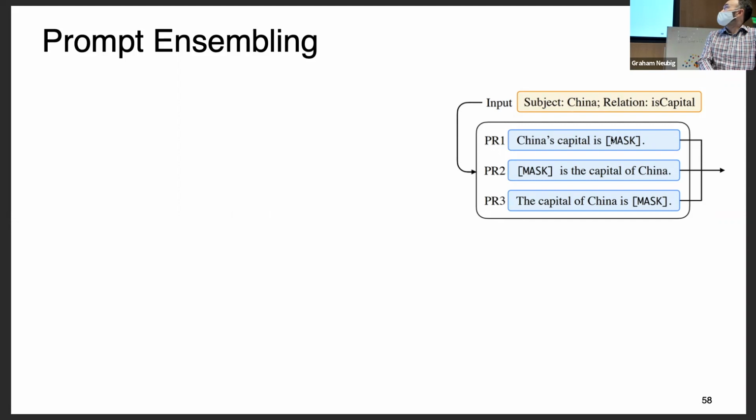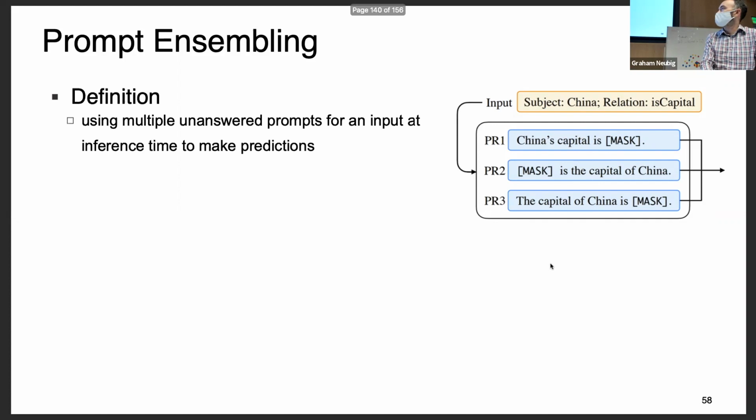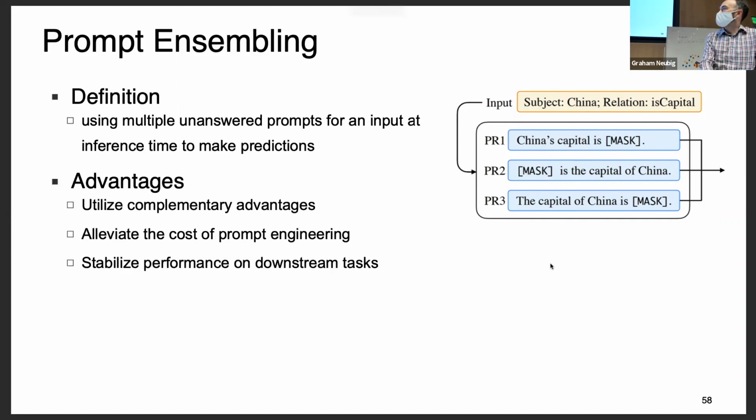So what you do is you want to express the is-capital relation. So you can come up with 3 prompt templates instead of 1, each of which is indicative, and then ensemble them together. So the advantages of this are that you can utilize the complementarity of the prompts. Also, because you don't need to find any one single prompt that's the best of all of them, you can alleviate the cost of engineering, especially when you're doing it manually. And you can also stabilize performance on downstream tasks somewhat.